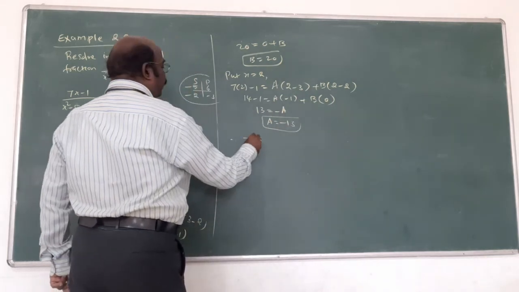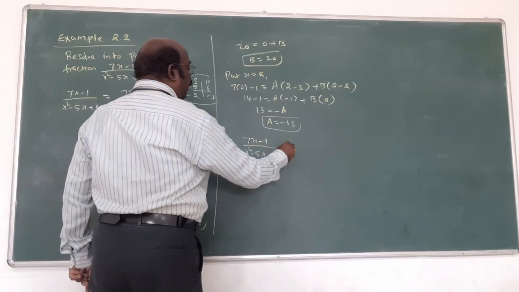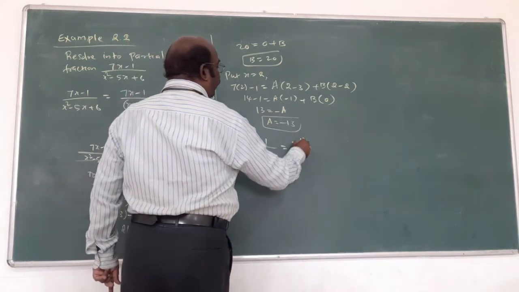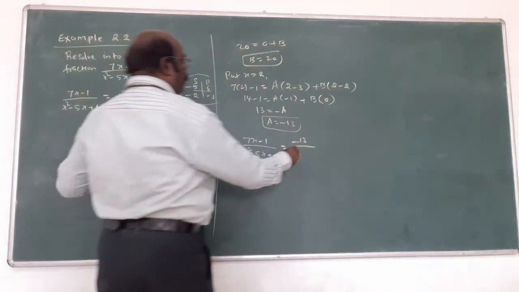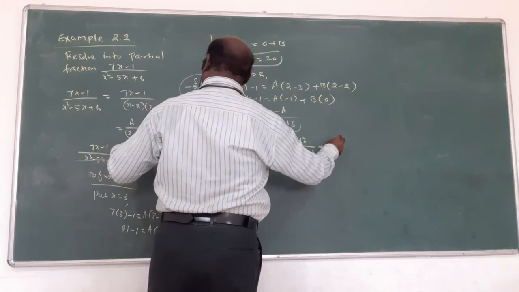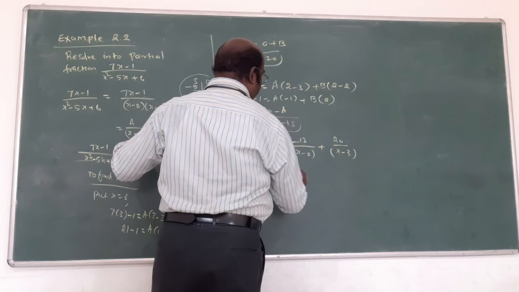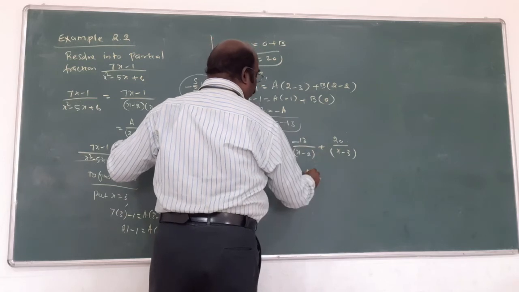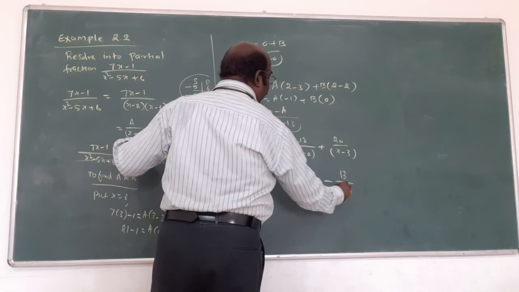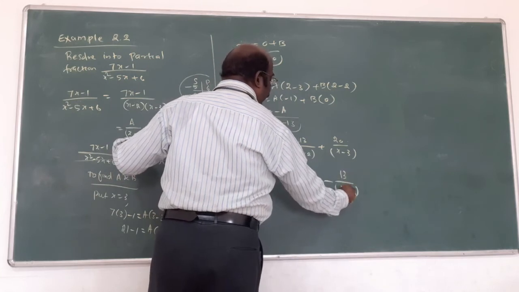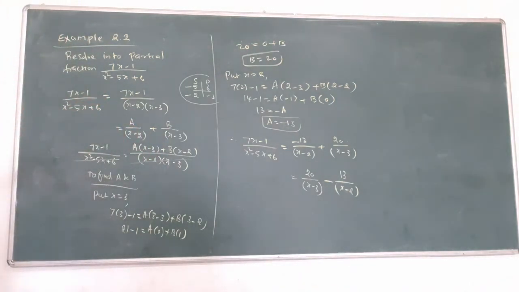Now write the question. 7x minus 1 by x square minus 5x plus 6 equals a, which is minus 13, by x minus 2, plus b, which is 20, divided by x minus 3. Now you write the positive term first: 20 by x minus 3 minus 13 by x minus 2. This is the answer. Am I right? Now, the fourth problem uses the same method.